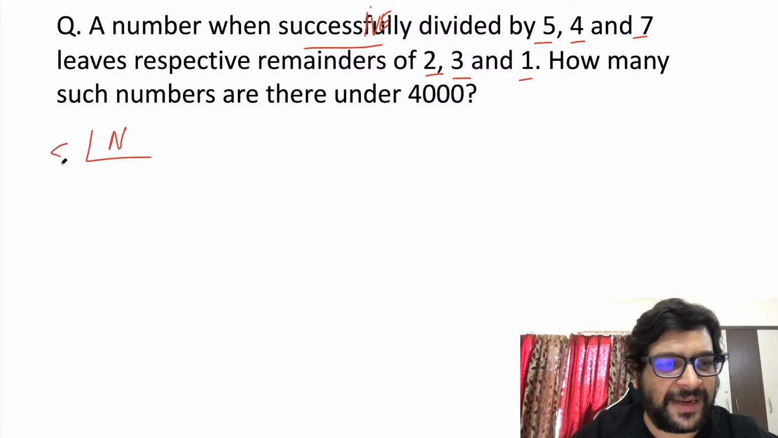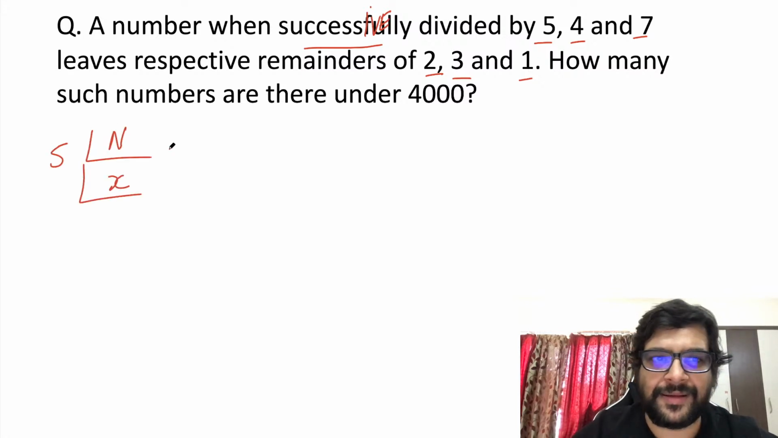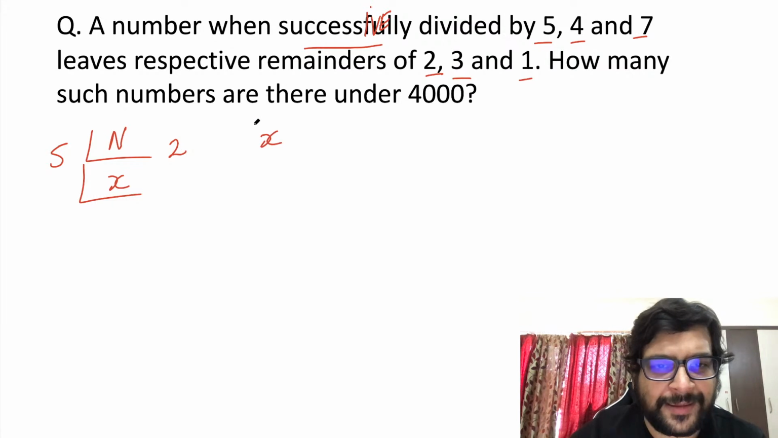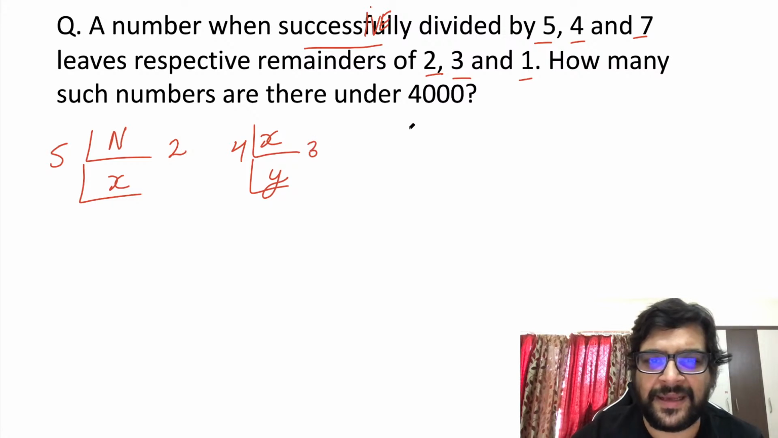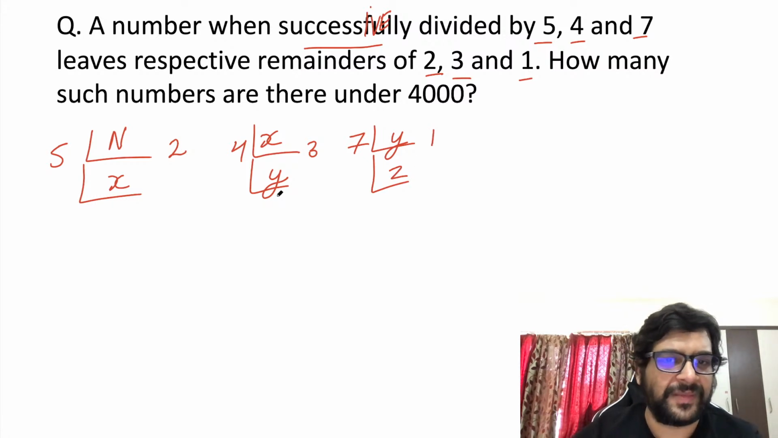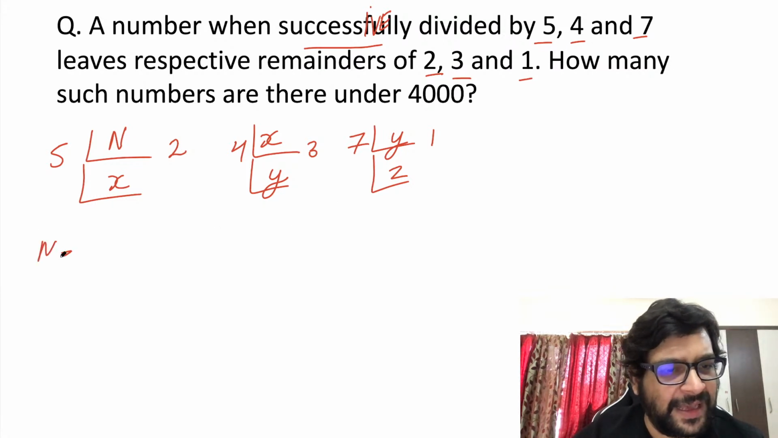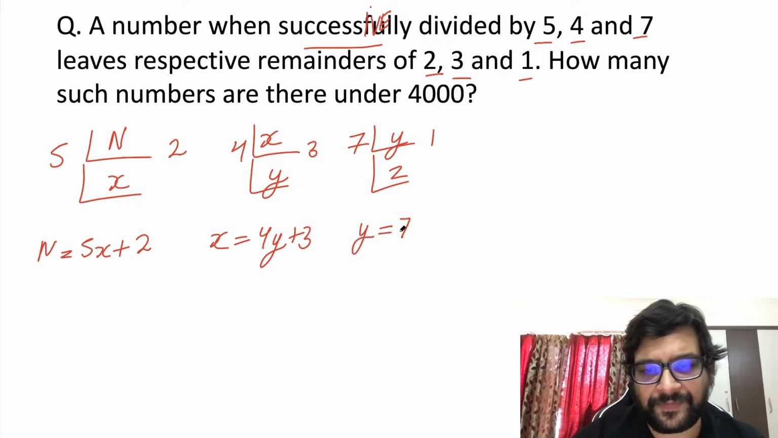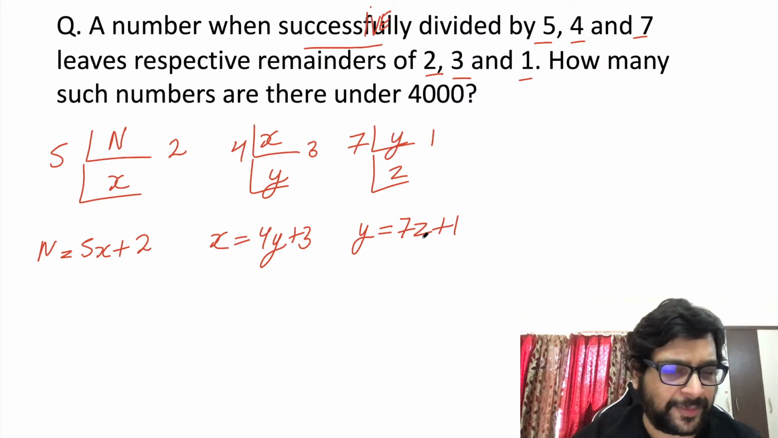So n, when divided by 5, gives x and a remainder of 2. Then x is divided by 4, gives me the value as y and the remainder as 3. And finally, y is divided by 7, gives me z and the remainder as 1. So what does this mean? This means n is 5x plus 2, x is 4y plus 3, and y is 7z plus 1.